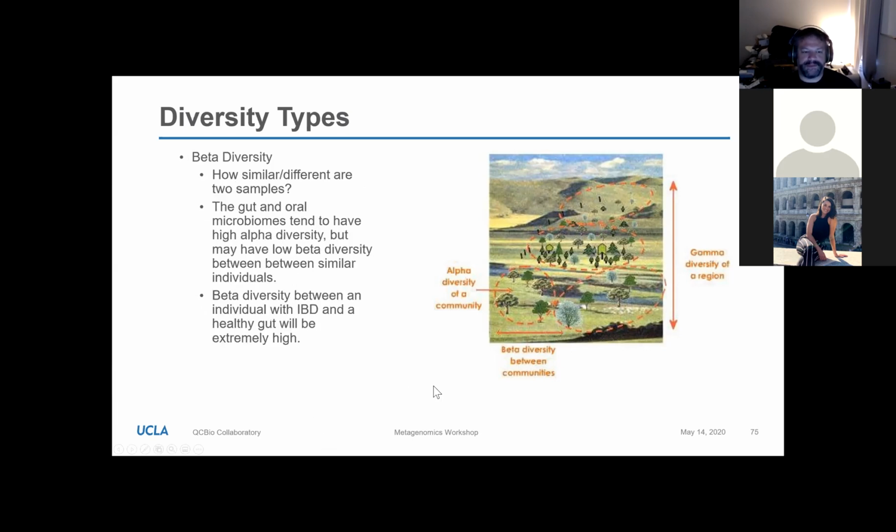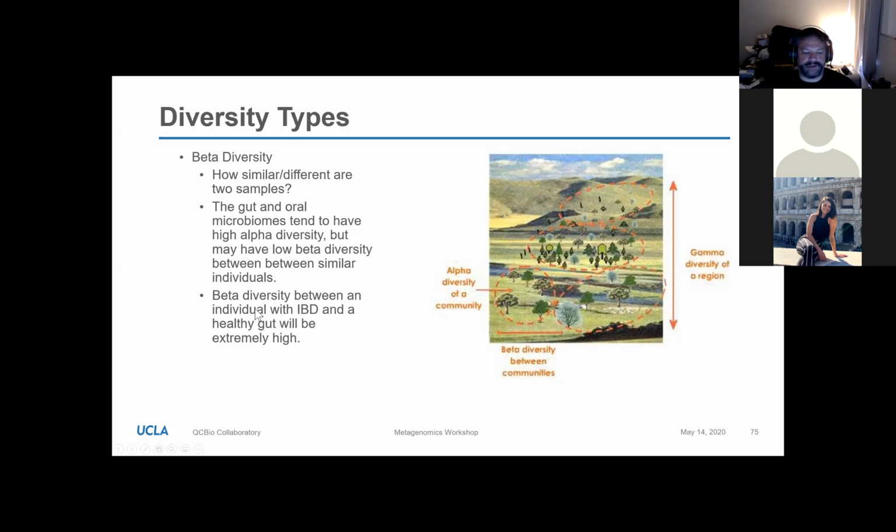Beta diversity, that's actually comparing two different samples and how similar or different they are. So the gut and the oral microbiome tend to have fairly high alpha diversity. There's a lot of different bacteria that are pretty well mixed. But if you take two oral microbiomes, for example, they're going to tend to have low beta diversity, especially if you're dealing with similar individuals, because even though they have high alpha diversity, the two samples are actually fairly similar to one another.